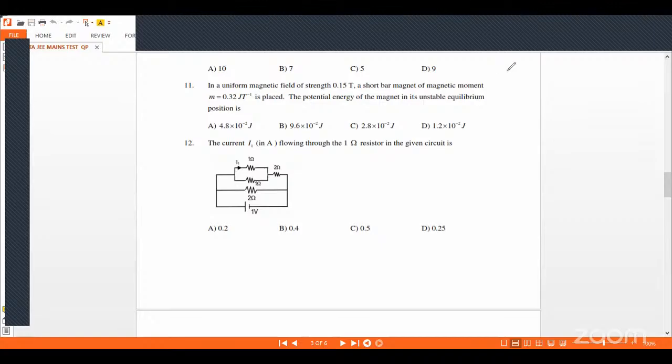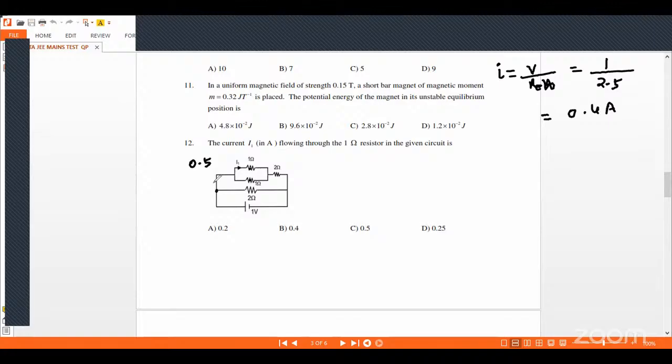Current equals V by R effective. Since these two 1 ohm resistors are in parallel, it will be 0.5. And here it is 2. So, 1 by 2.5, that is nothing but 0.4 ampere.